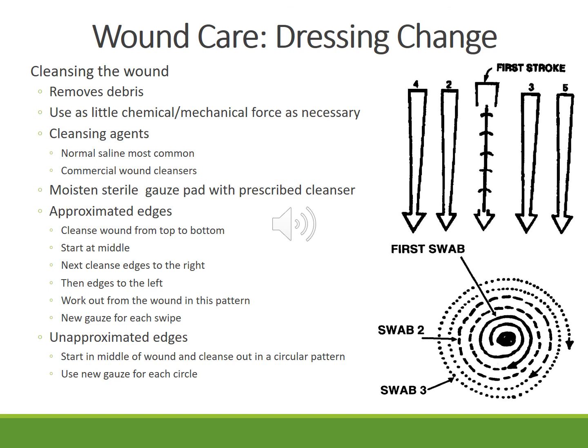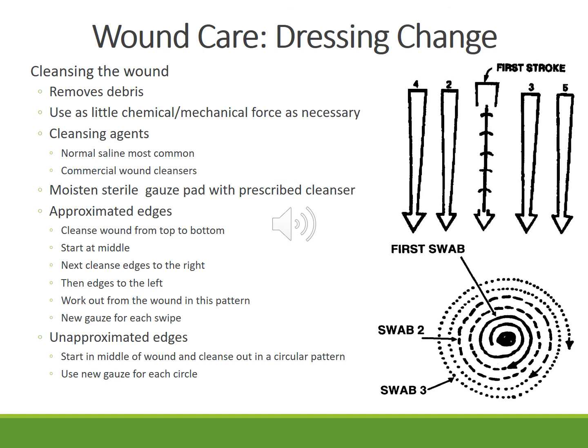We're going to moisten a sterile gauze pad with our cleanser. And this goes back to talking about well-approximated edges versus unapproximated edges. So if we have that perfect surgical incision, we are going to want to cleanse the wound from top to bottom. We're going to start at the middle of the wound, as you can see here in the picture, and we're going to cleanse. And then we're going to clean the edges to the left, clean edges to the right, then the left, and we're going to work our way out.